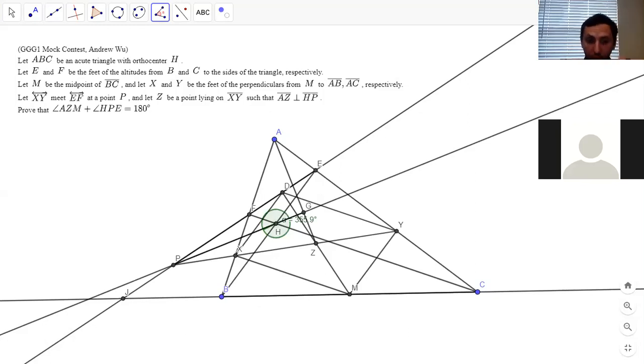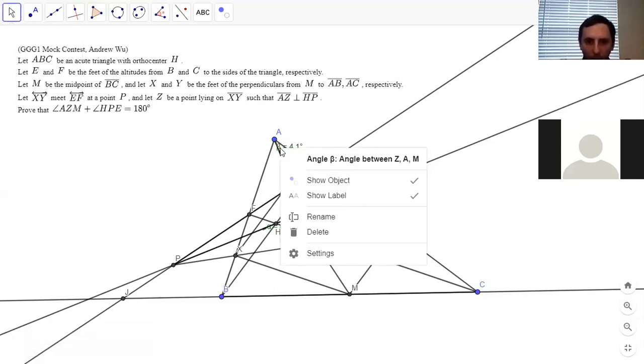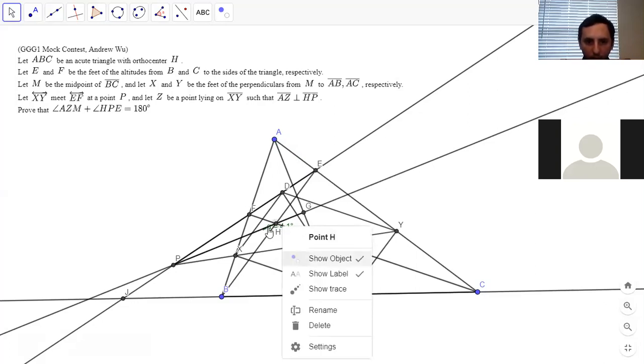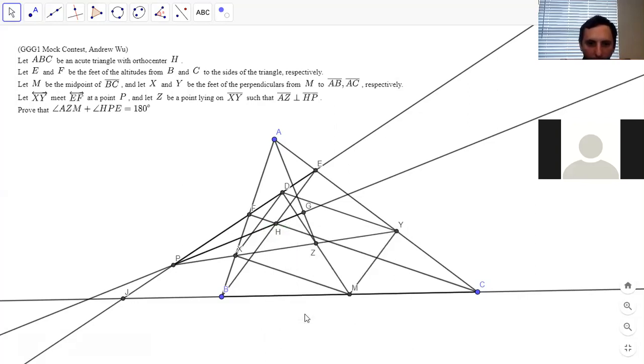Whoops. Sorry, it has to go (4.1). Dang it. But yeah, it should be 4.1 also. Is triangle JHP similar to MAZ? I don't think so, but it's possible. Oh yeah, we want to show JHP is similar to MAZ.